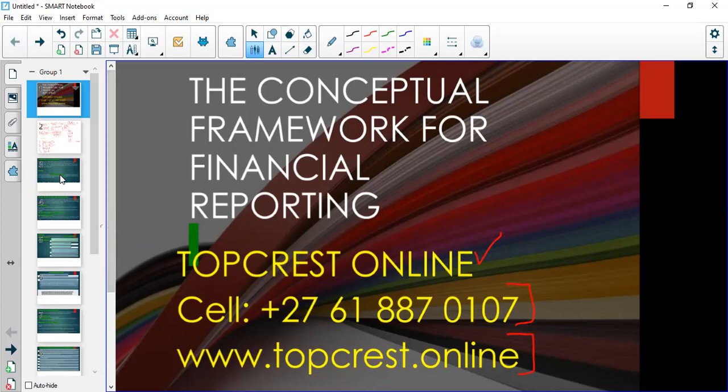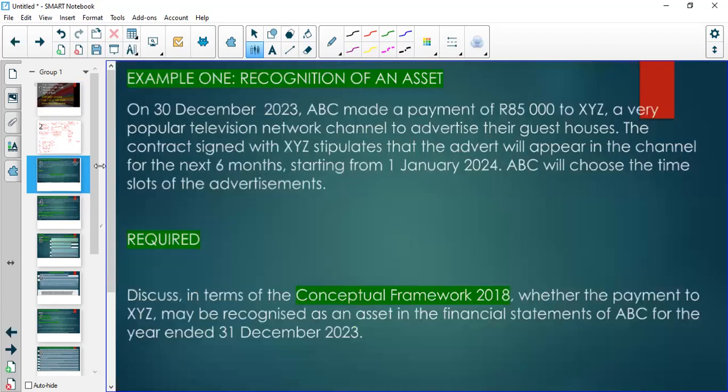So let's start with an asset, and we start by looking at the recognition requirements of an asset. We're going to approach this from an example perspective. We're not just going to discuss the concepts, the technical points, but we're going to discuss them as we apply to an example.